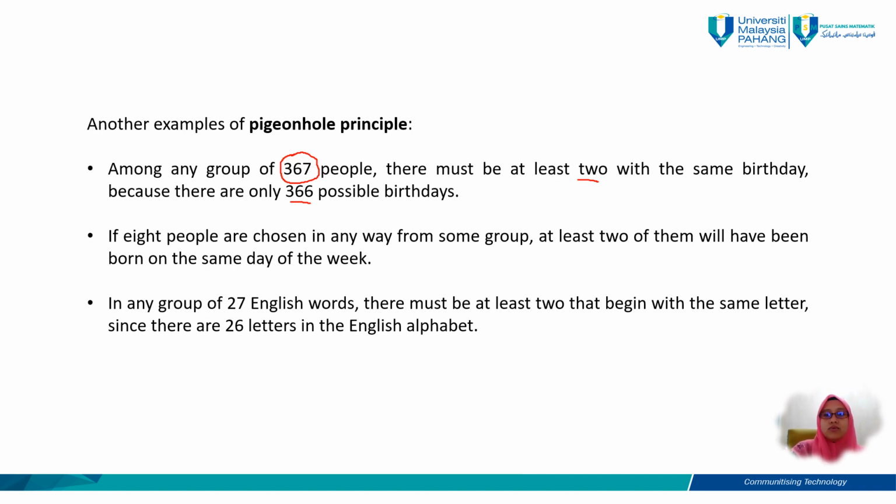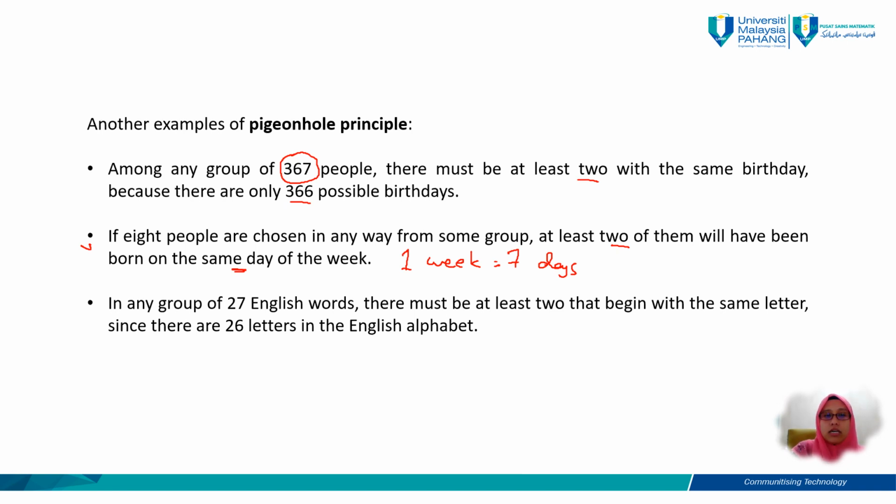For example number 2: if 8 people are chosen in any way from some group, at least 2 of them will have been born on the same day of the week. For this one, 1 week means we have 7 days. If we consider all 7 people born on different days, then if we have 8 people, at least one person will be born on the same day of the week.